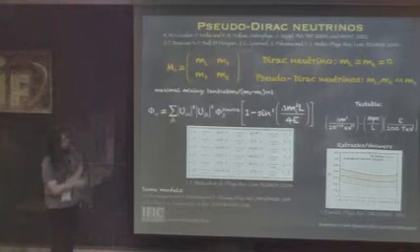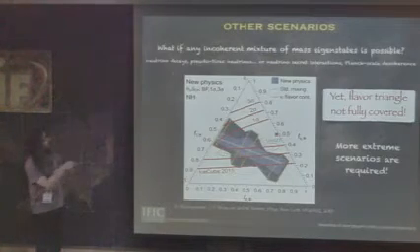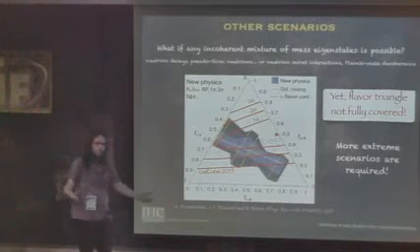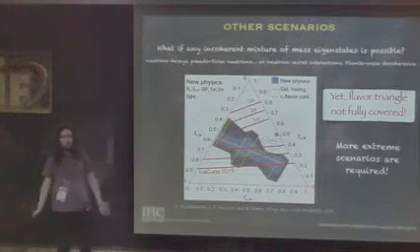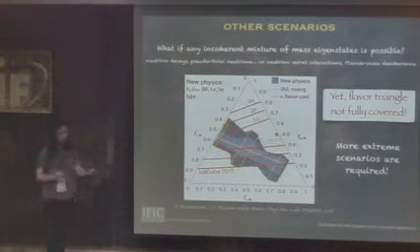And you can do this also with pseudo-Dirac neutrinos, and I don't have time for this, but basically you can have any incoherent mixture of mass eigenstates with different mechanisms, and you can play with all incoherent mixtures of mass eigenstates and see what you can get, and different types of models would give you different combinations.